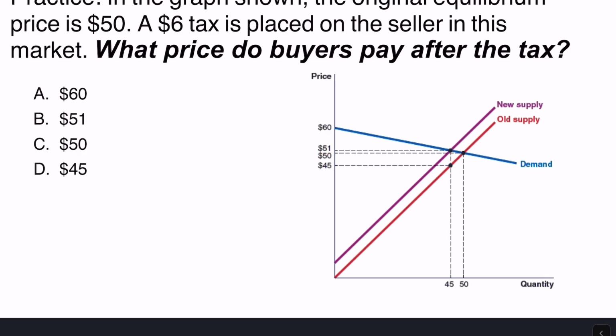Now the question would be like, what price do buyers pay after the tax? So once you pause there, take a few seconds to try to come up with your answer of interpreting this graph of what price buyers pay after the tax.